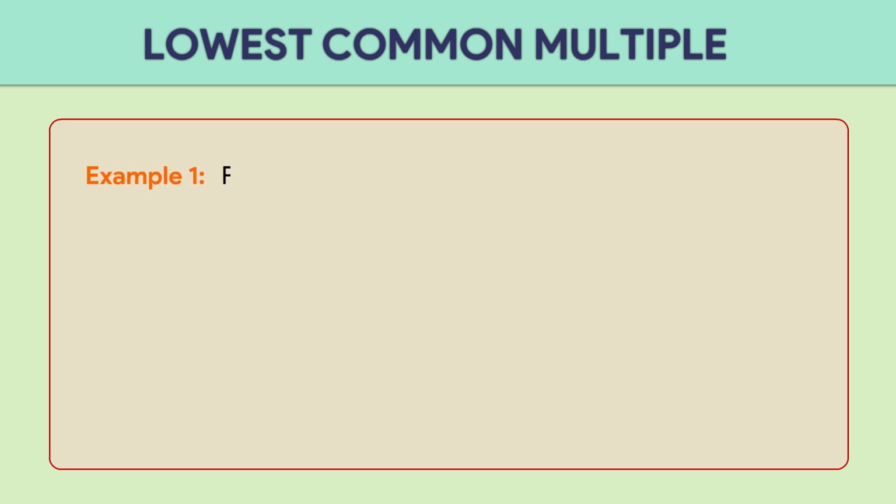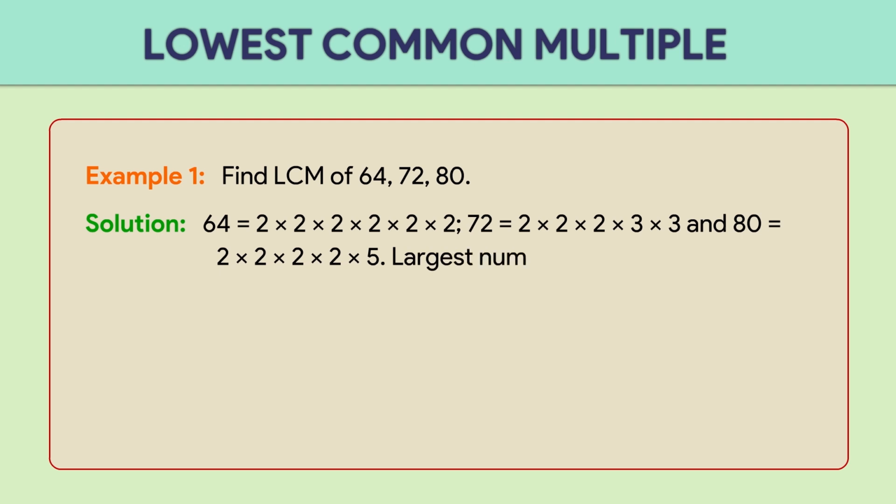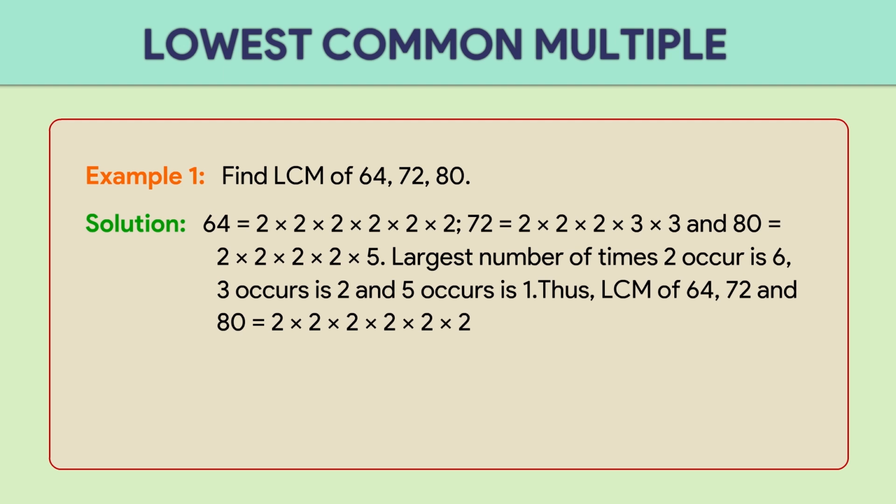Example 1. Find LCM of 64, 72, 80. Solution: 64 is equal to 2 times 2 times 2 times 2 times 2 times 2. 72 is equal to 2 times 2 times 2 times 3 and 80 is equal to 2 times 2 times 2 times 2 times 5. Largest number of times 2 occurs is 6, 3 occurs is 2 and 5 occurs is 1. Thus, LCM of 64, 72 and 80 is equal to 2 times 2 times 2 times 2 times 2 times 2 times 3 times 5 is equal to 2880.